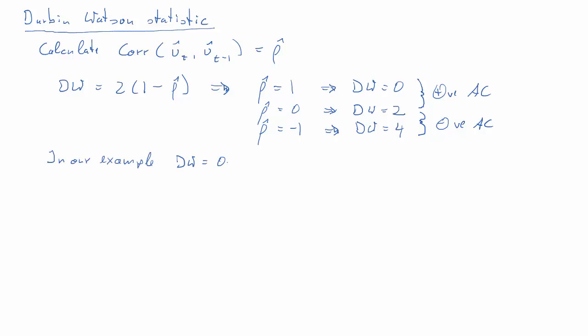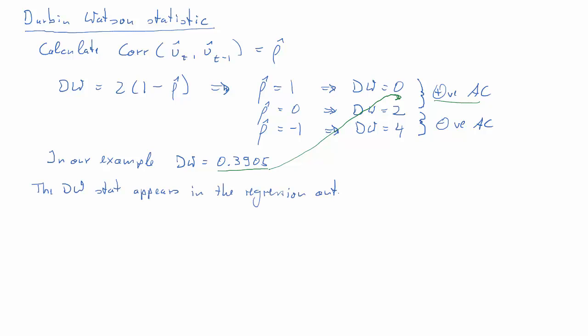In our particular example, of which we saw the graph earlier, we get a Durbin-Watson test statistic of 0.39. So that lies in the area of positive autocorrelation. The Durbin-Watson statistic is usually reported in all standard regression outputs of most statistical packages, and that is why I want you to know how it is being calculated.